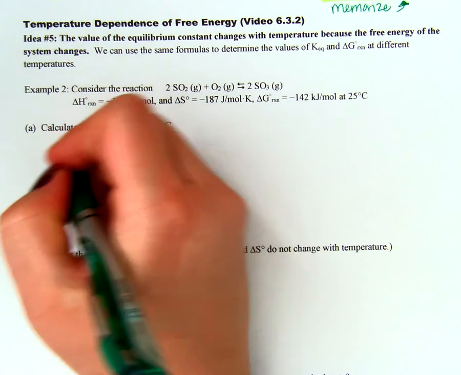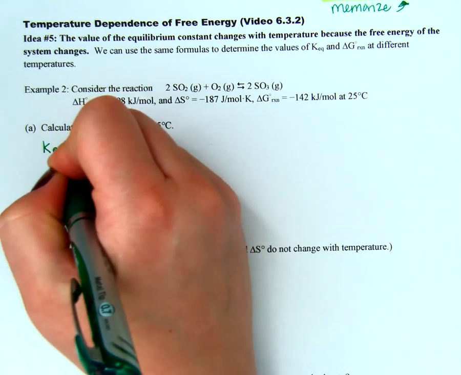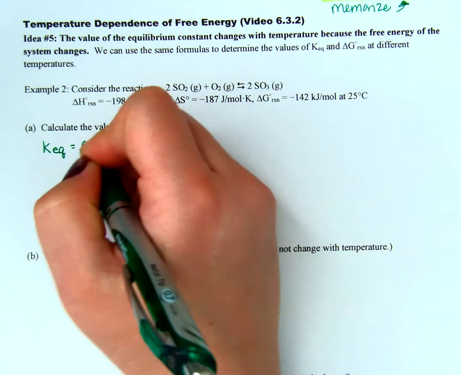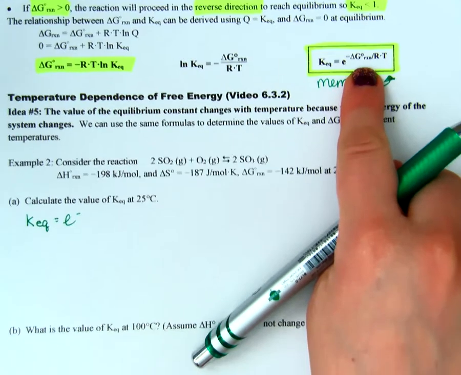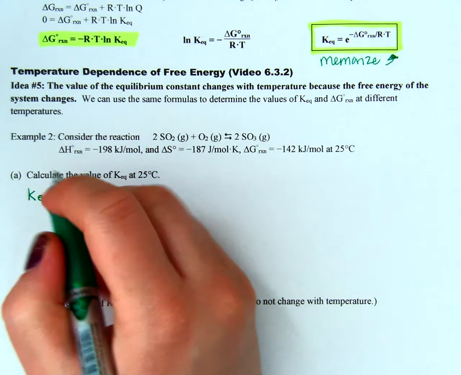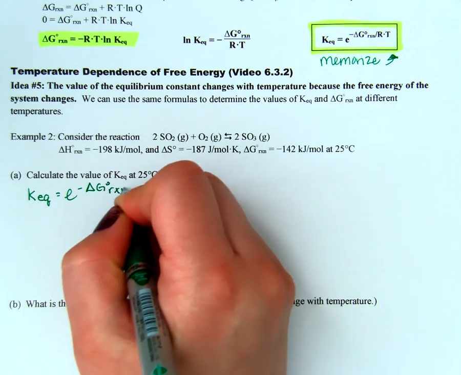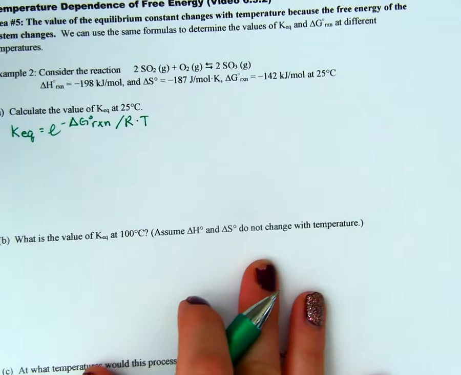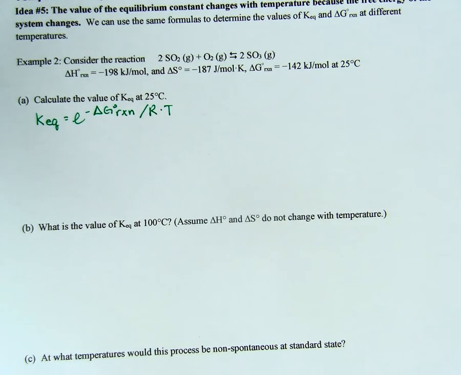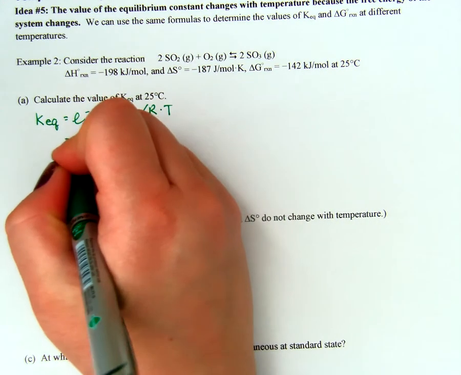Okay, welcome back. So for this one, we're going to write down our formula first. So KEQ equals E to the negative, and we're using this formula up here, the one that we memorized or derived, E to the negative delta G naught reaction over R times T, right? So that's the same formula. So the only thing I need to do in this case is plug it all in and make sure that my units and my signs are taken into account.